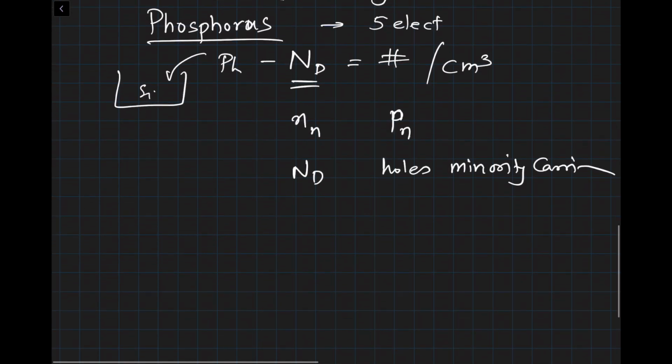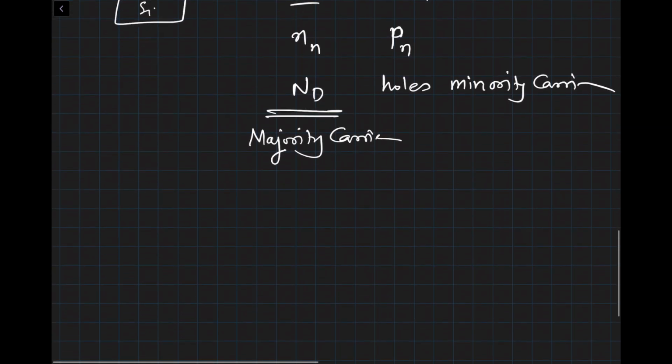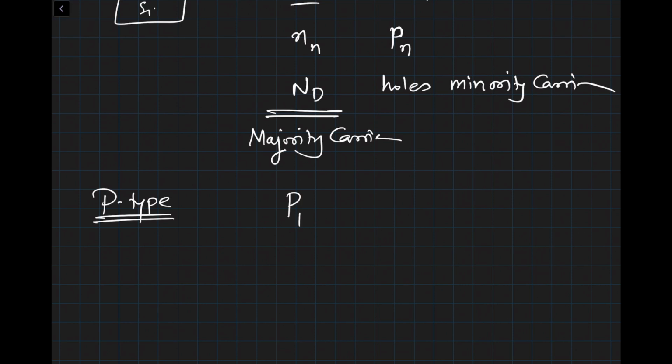Okay, and Nd, the donor elements, would be the majority carriers. So why am I telling you all this? The interesting part is, if you look at a p-type semiconductor, it will have minority and majority carriers. The majority carrier would be P_p, along with the minority carrier N_p, and the multiplication of these is again equal to n_i squared, which is the intrinsic carrier concentration.